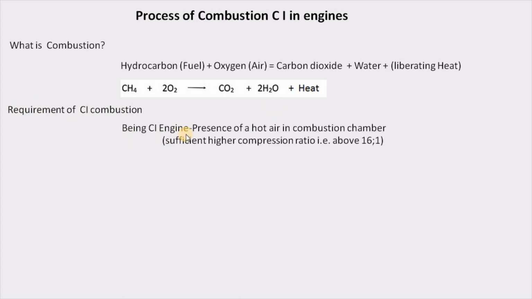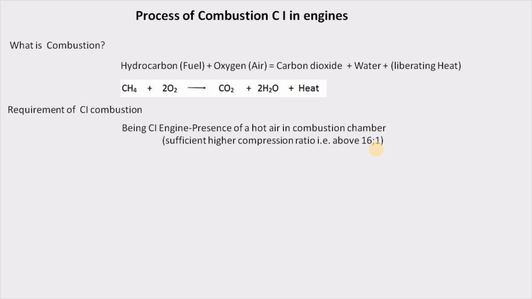First, we should understand that this is a CI engine, that is compression ignition engine. That is, the means for combustion is compression. So there should be hot air present inside the combustion chamber before we allow the fuel into the combustion chamber. That is where we generally use sufficiently high compression ratios, above 16:1. We use the compression ratios depending on the different designs of the engine.